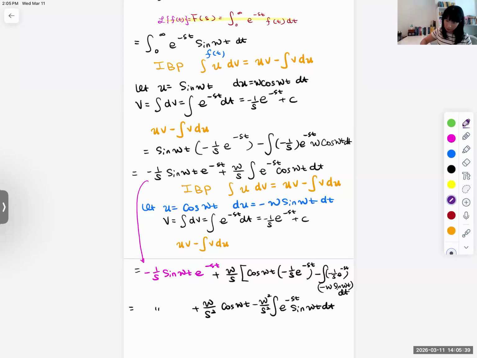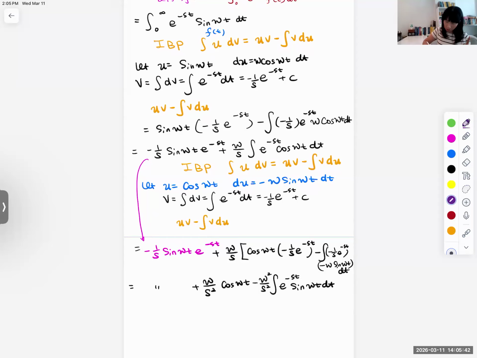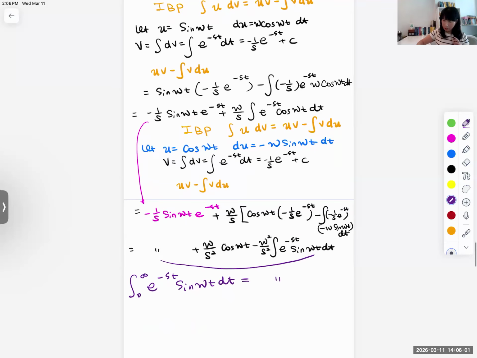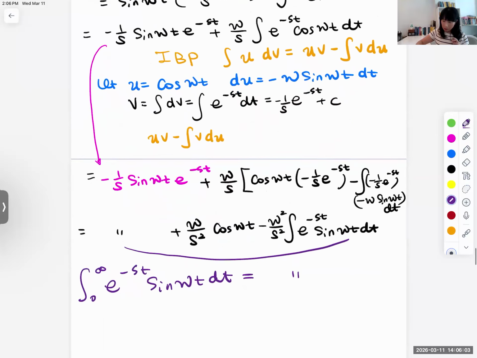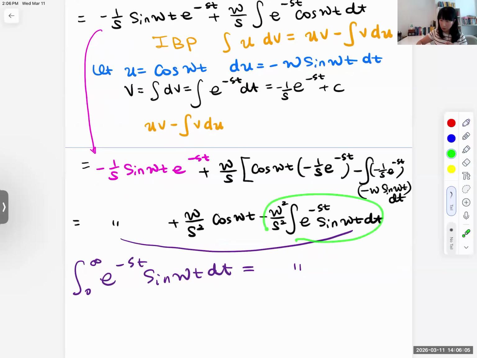Okay, let me arrange. All right, so look, we have the integral from 0 to positive infinity of e to the negative st sine omega t dt equal to this whole thing here. Is it clear to you, right? Okay, then I want to move this one because this one is the same as this one, right? So I want to move this one to the other side.